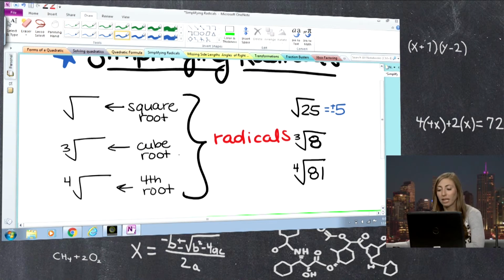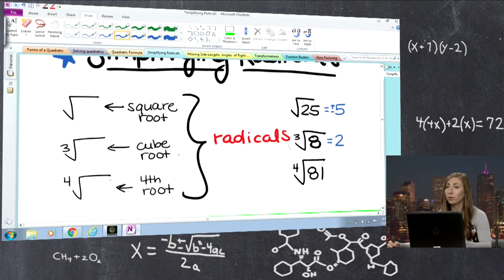For example, if I'm looking at the cube root of 8, I'm trying to think about what times itself 3 times equals 8, or what cubed equals 8. That number is going to be 2, because 2 times 2 is 4, times 2 again would give you 8. So 3 2s, or 2 cubed, gives us 8.